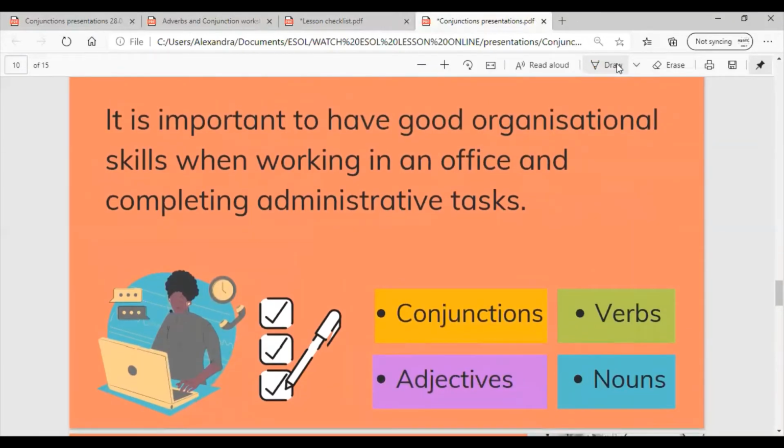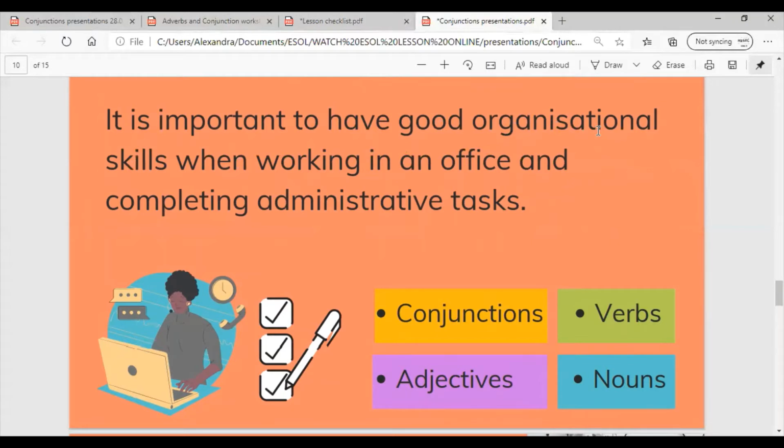Okay then, next we've got a slightly longer sentence. So I'll quickly explain what a couple of the things mean in the sentence in case you're not too sure. So we have, it is important to have good organisational skills when working in an office and completing administrative tasks. So this is a fairly long sentence, but I'll break it down. Now organisational skills mean being prepared and planning a lot.